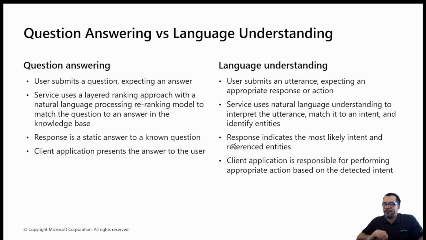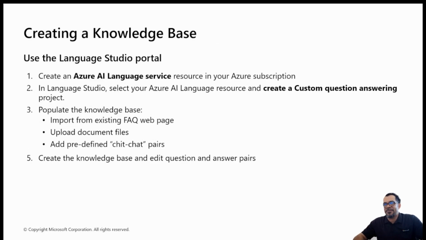Well, with question and answer, it's very static, very straightforward. With language understanding, the model will try to determine what the user wants. Based off of what the model determines the user wants, it will then provide some type of response. And just like with our question and answering, the client application is responsible for performing appropriate actions based on the detected intent by the language understanding. So Q&A is very static, whereas language understanding is not. So that's the big difference between those.